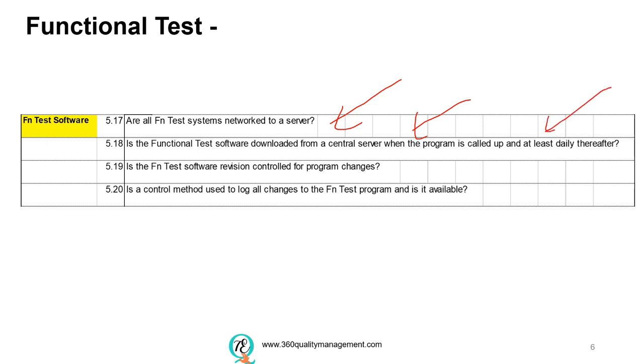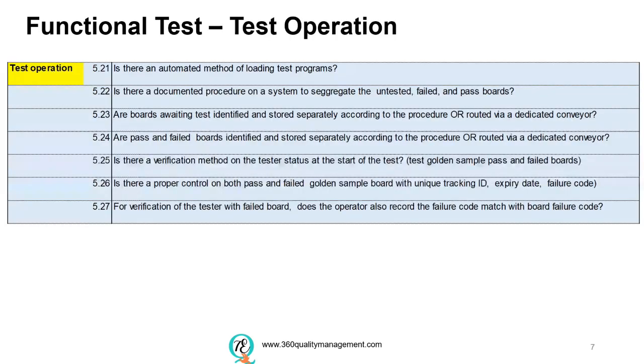The functional test software revision must be controlled for the program changes, and also there should be a control method to log all the changes to the functional test program and ensure that the method or the record is also available to capture all those changes.